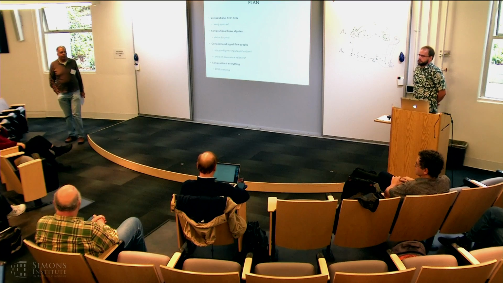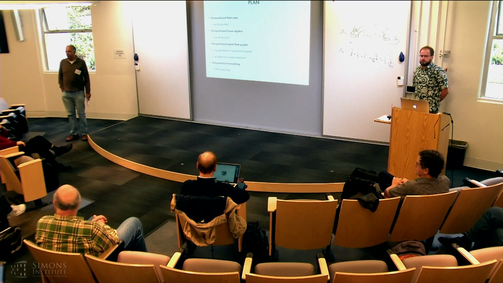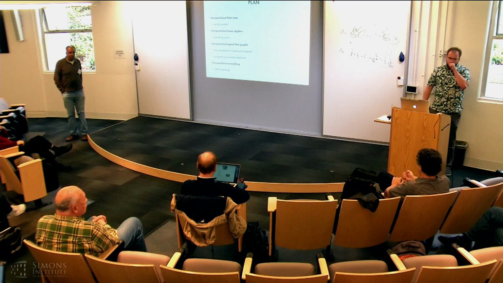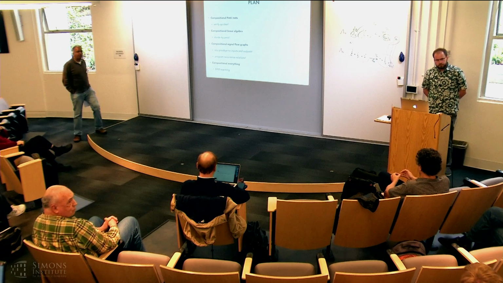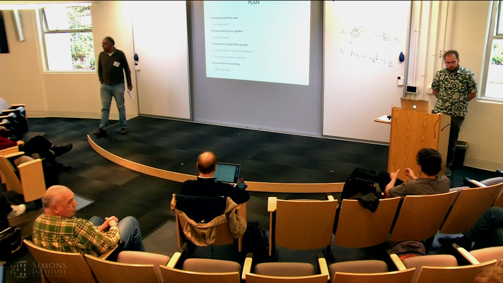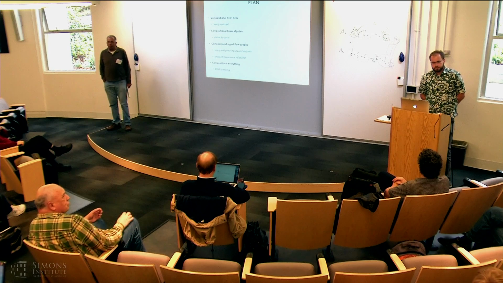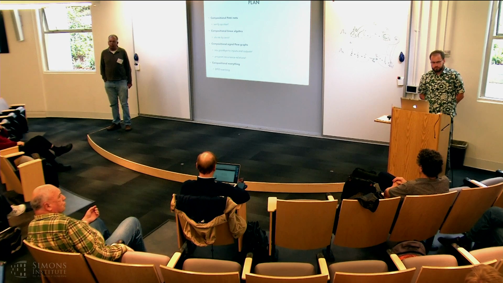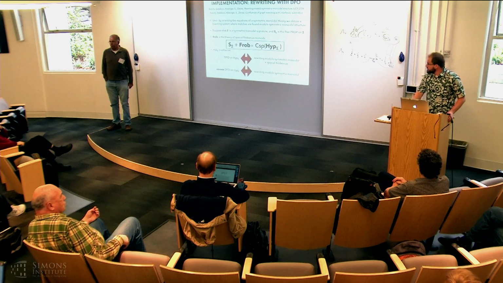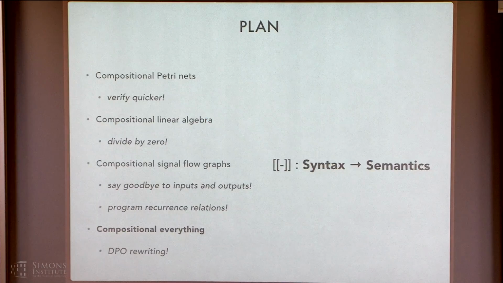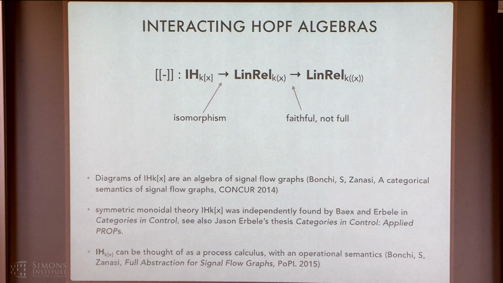Questions? Yeah. You see we have 3 different versions of interacting Hopf algebras, corresponding to spans, cospans, and linear relations. Can you say a little bit about how they're different at the level of the presentation? Yes, I can tell you exactly how they're different.